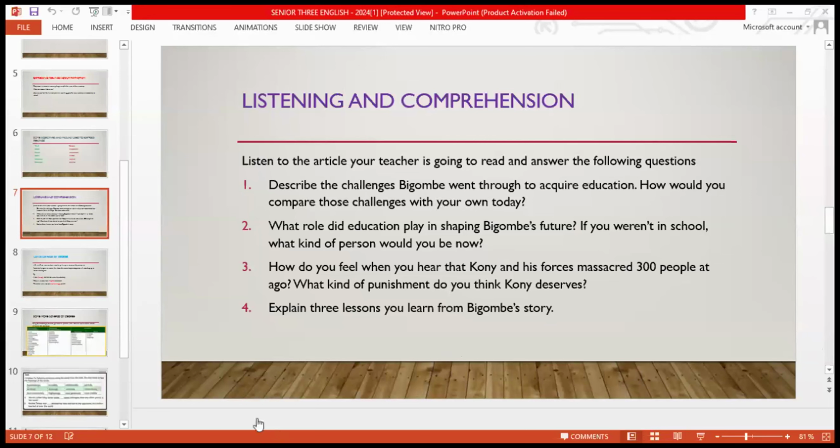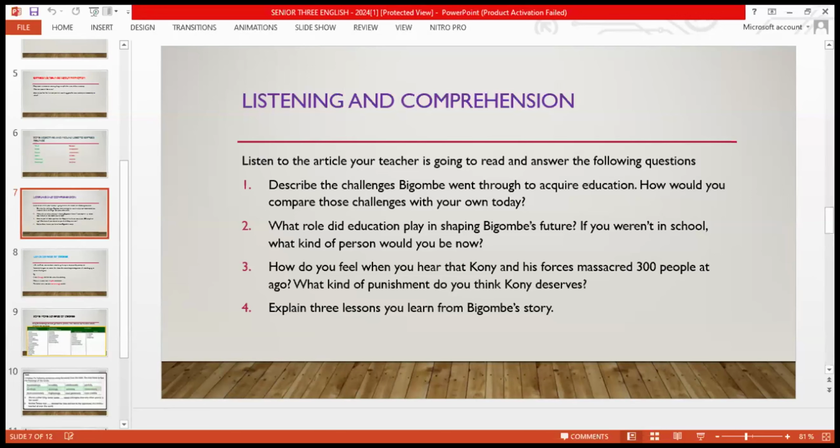Okay. Faith, are you ready to answer number one? Yes, teacher. Wonderful. Go ahead. Number one is saying, describe the challenges Bigombe went through to acquire education. One of the challenges is that she walked miles. She walked to school. Then she also faced a challenge of shortage of funds since she came from a polygamous family and she was the eighth child of all. Then she also faced a challenge of undermining from her fellows since they did not believe that she could make peace with Connie.